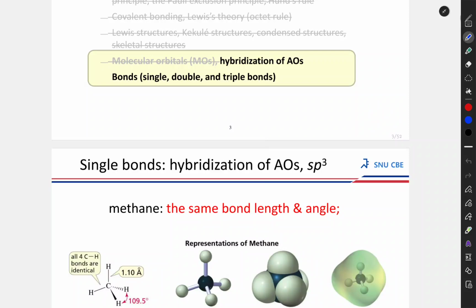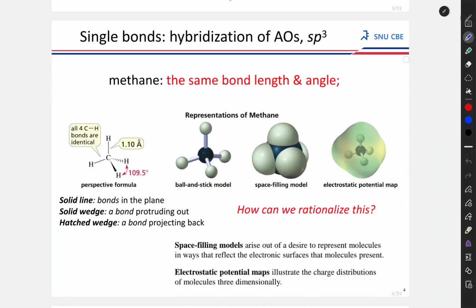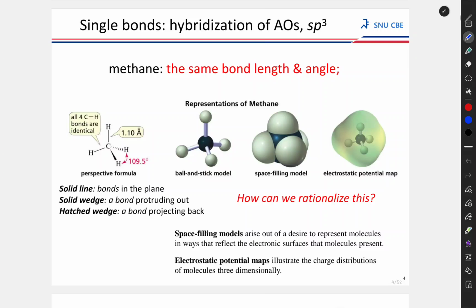So I guess we stopped here after we learned about the perspective formula, ball and stick model, space filling model, and electrostatic potential map, which are all presentation methods for a given molecule. The example given here is the methane molecule, right? So you know, it's a tetrahedral geometry.